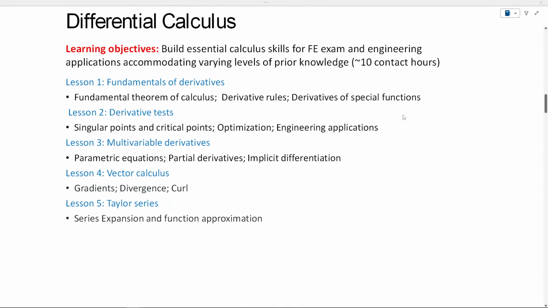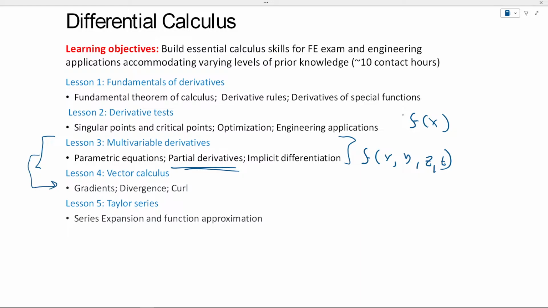But then we will shift gears to multivariable derivatives. Here we'll be dealing with f of x, but usually we have multiple variables, like your function could be f of x, y, z, and maybe time. Something that's changing in space and time. So we will be dealing with this here, and particularly we will be looking at the concept of partial derivatives, and that would be mainly an introduction to vector calculus.